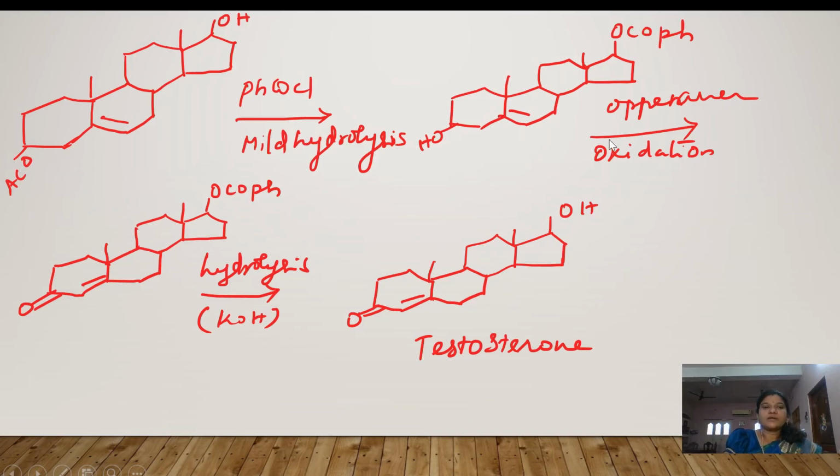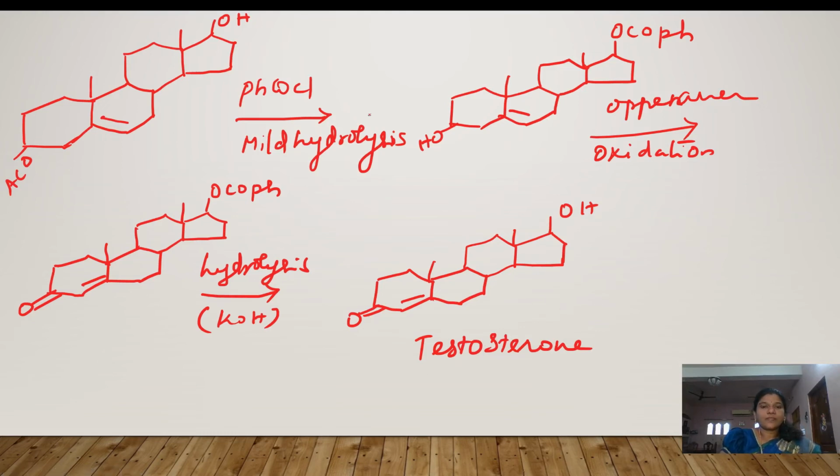On Oppenauer oxidation, the hydroxyl group at position 3 is oxidized into a keto group and the double bond is shifted between 4 and 5. Finally, on strong hydrolysis with potassium hydroxide, it yields testosterone. Therefore, the structure of testosterone is confirmed like this.